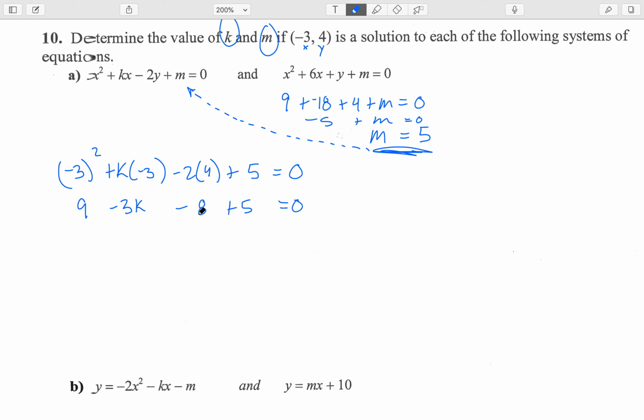9 minus 8 is 1. 1 plus 5 is 6. So minus 3k plus 6 is equal to 0. Bring the 6 over. Minus 6 is equal to minus 3k. K has got to equal 2. K must equal 2. So the m value is 5. The k value is 2.